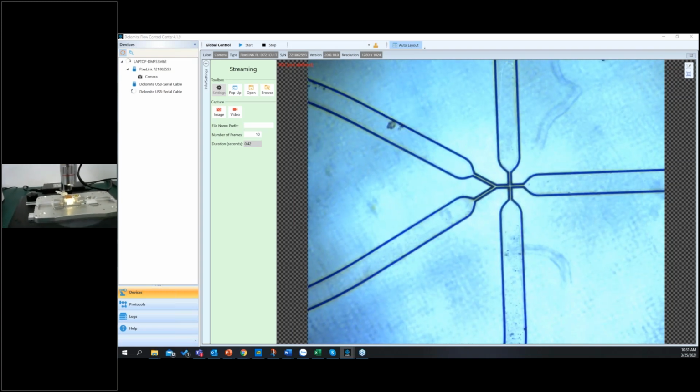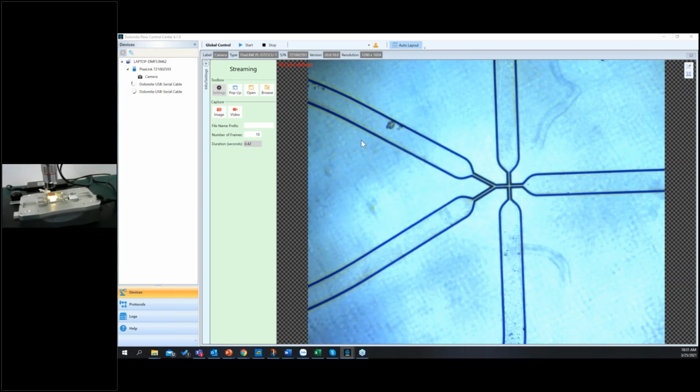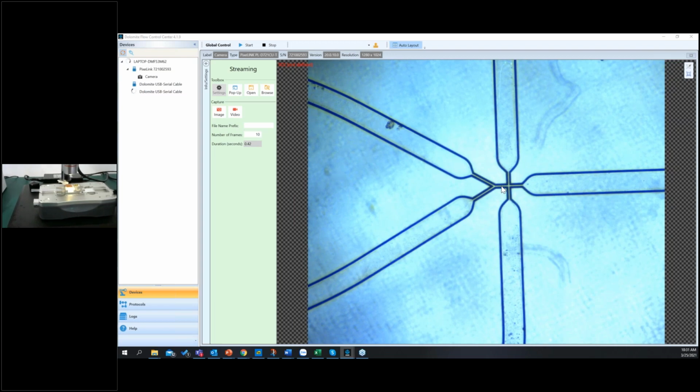As you can see here, we also have 4 input channels and 1 output channel. 2 input channels here are for the carrier phase, and the 2 input channels here are for 2 different reagents, the droplet phase. So with the 2 different reagents, we can pump in with the 2 lines here, and they will combine and mix at the chip junction and create droplets which contain the 2 reagents, in case you want to do applications like crystallization or particle production.